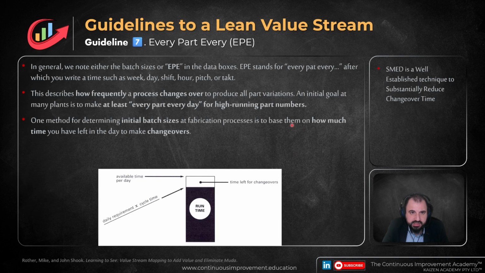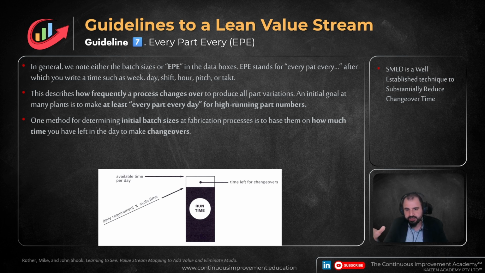Finally, our seventh guideline, which is related to the sixth guideline, is called every part every interval. Basically, how often do you produce all of your most common or runner products? Are you producing all your products within a week, which means all of your product types within a week?